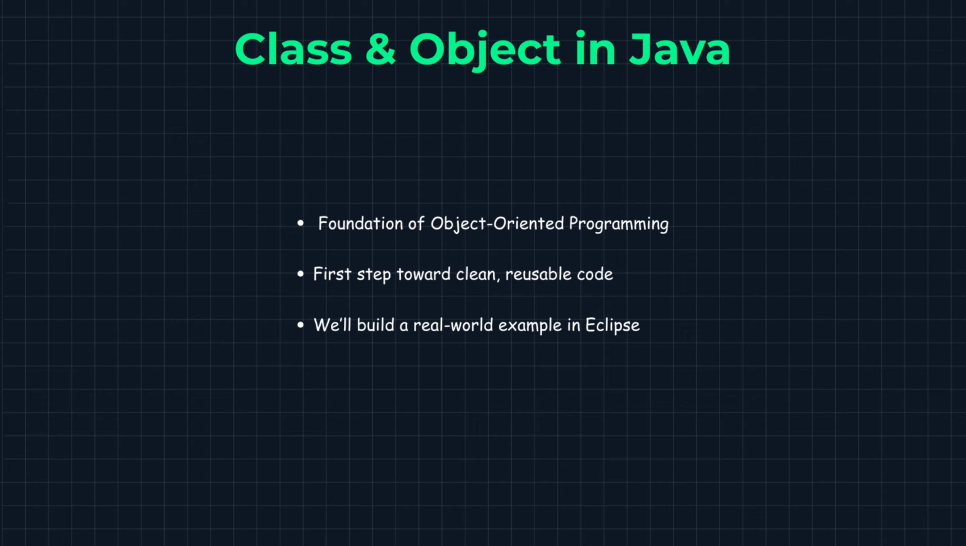The main goal of OOP is simple: writing code that is clean, reusable, and well organized, not just for you, but for teams and future versions of your app. And it all starts by learning how to model real life things like products, users, or vehicles using classes and objects. In this video, we'll build one simple program from scratch, step by step, inside Eclipse.